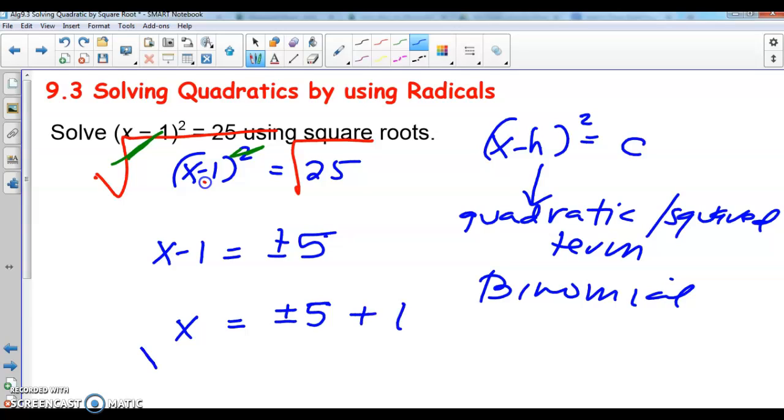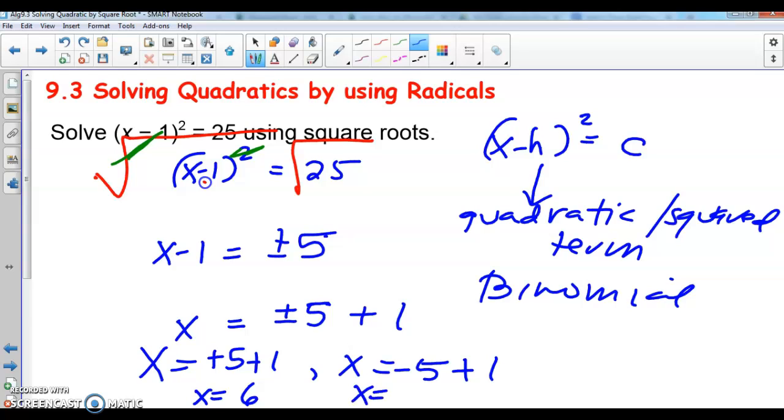So now you have to break down the two possible solutions by separating. First is positive 5 plus 1, and the other is x is equal to negative 5 plus 1. So from here, your solution will be 6, while in the other, the second part, your solution is negative 4. So that means this has two solutions, and they are x is equal to 6 and negative 4. So that's another way of solving quadratics by using square root.